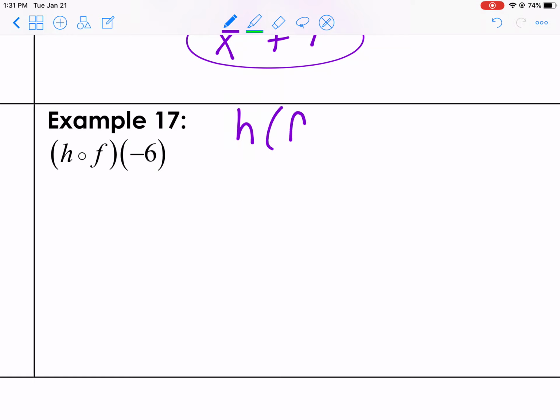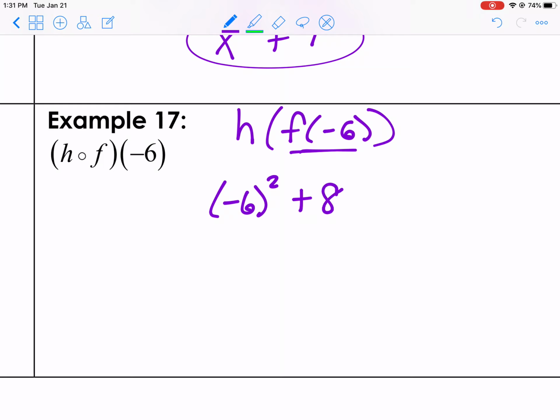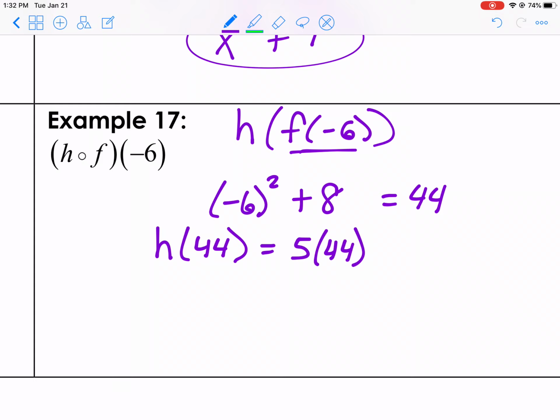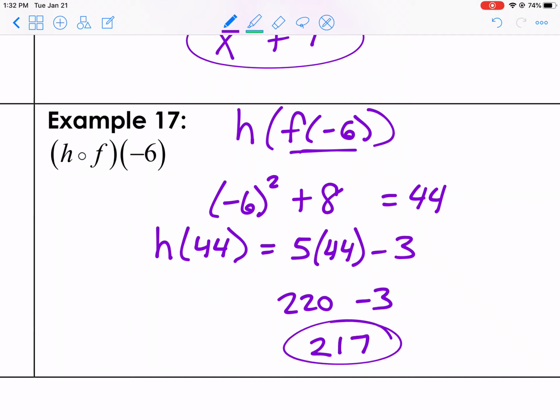So this, we're going to find h of f of negative 6. So let's start with finding f of negative 6. The f function is x squared plus 8. So we're going to replace the x with negative 6. 36 plus 8 is 44. So f of negative 6 is 44. Let's find h of 44. So we'll replace the x in the h function with 44 and solve. 5 times 44 is 220. 220 minus 3 is 217.